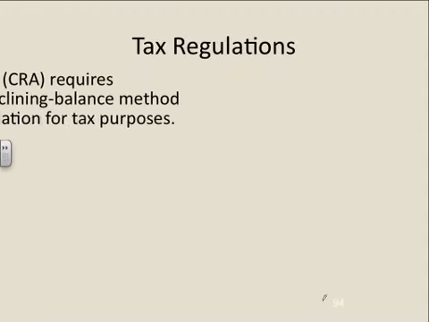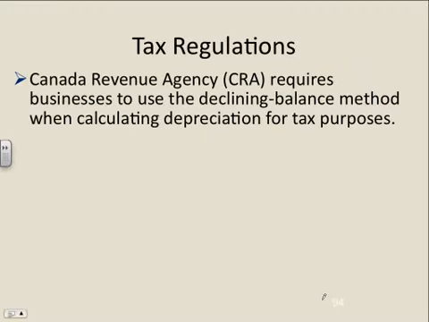So let's talk about CRA again. Canada Revenue Agency is the agency where companies have to submit their income taxes, as well as us. And it requires businesses to use the declining balance method when calculating depreciation for tax. We talked about this and we looked at the CRA tables that gave us the rates.